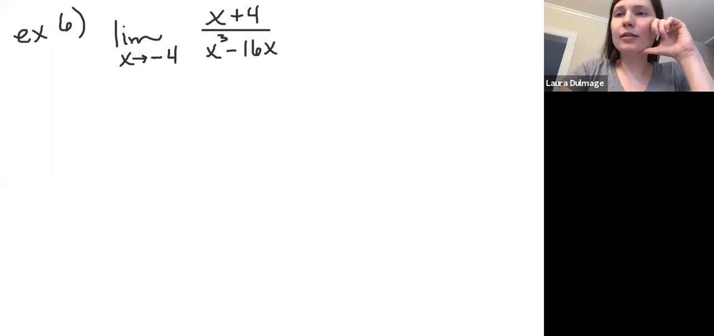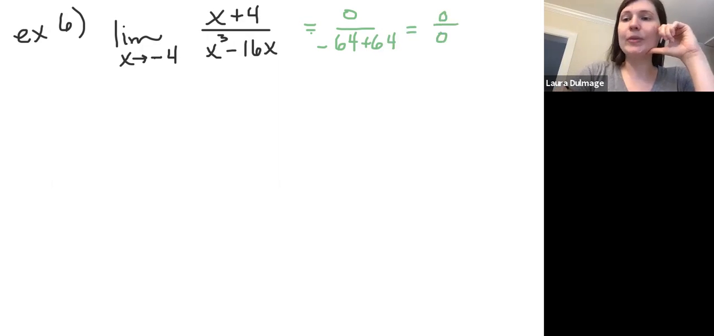Okay, when we plug in -4, we'll get 0 in the numerator. And then when we cube -4, we get -64, right? And then this is minus a -64, or plus 64. Just wanted to write that out because that got a little tricky. So we do end up getting 0 over 0.